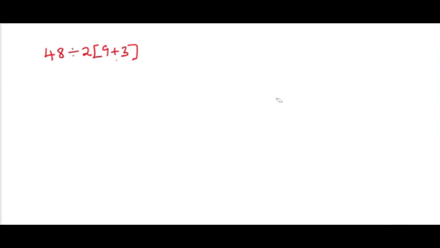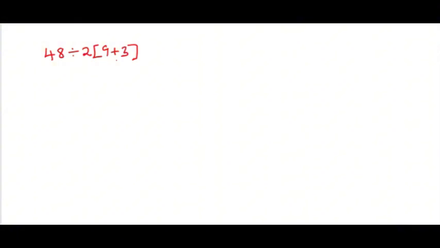So let's look at this question on the board. It involves two operations, or three operations rather. We have divisions, brackets, and additions. Now we need to use the principle of BODMAS, because if you start with 48 divided by 2 and then add, it's very wrong.